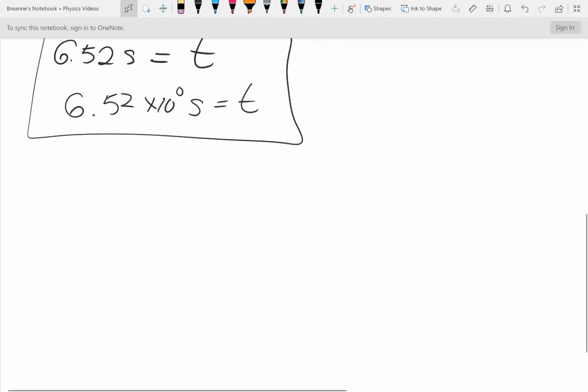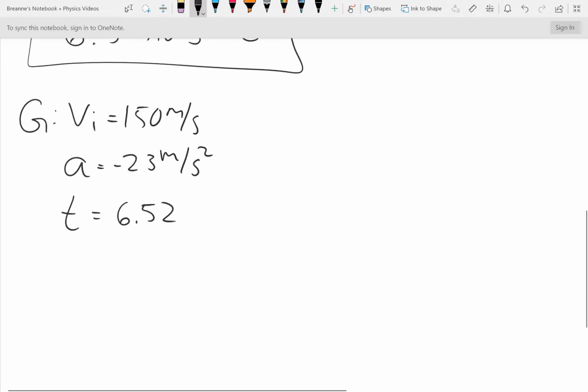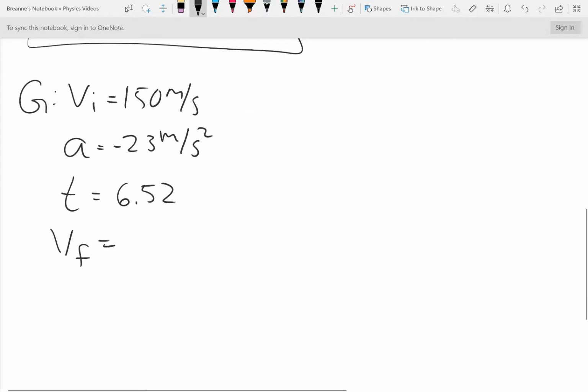Part B asks how far it will travel in this time. How far will it travel in this time? So our givens pretty much stay the same. Our initial velocity is 150. Our acceleration is negative 23. And this time we know time because we just solved for it. It's 6.52. Our final velocity is 0 because it's still trying to figure out how long it takes it to stop. And our unknown is delta x. We need that in meters.